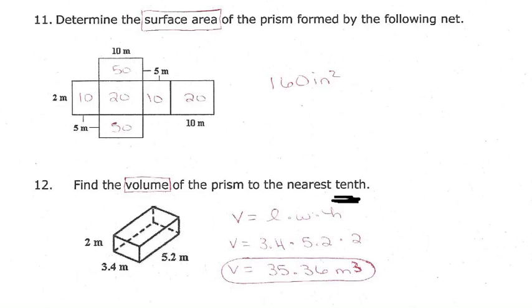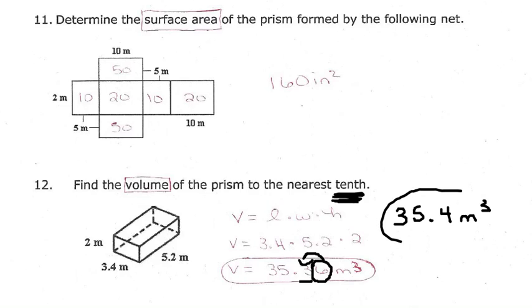So you find the volume equals length times width times height, plug in the numbers, and here it gave it to the nearest hundredth, so I have to round it, since the directions say to the nearest tenth. So I underline the tenths place, I circle the one right beside it, which is the hundredths, and I look: does that 6 make the 3 go up or stay the same? It's going to make it go up. So your volume is 35.4 cubic meters, and that is your final answer.